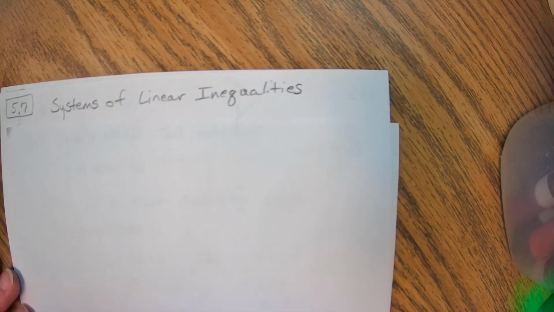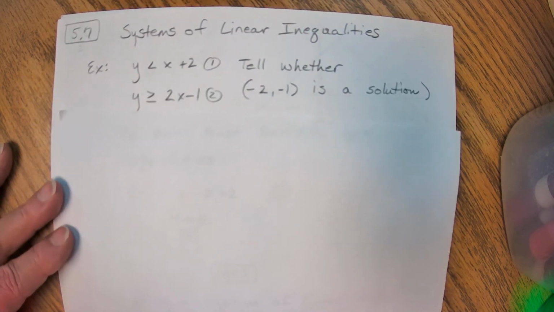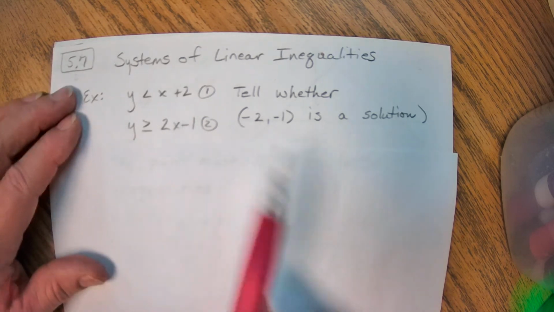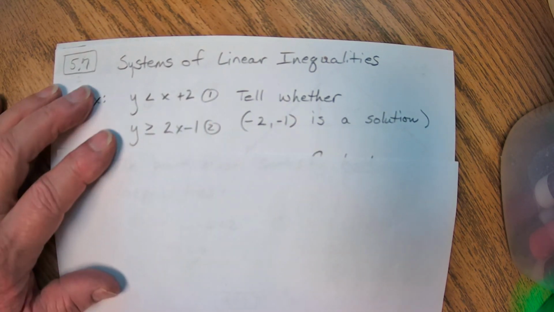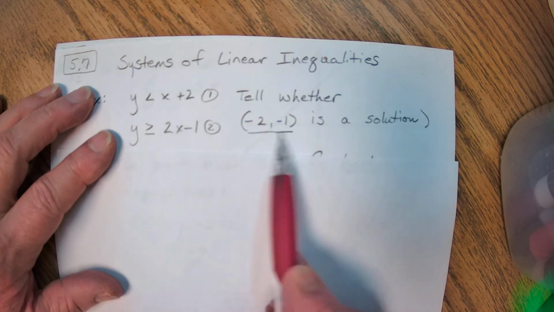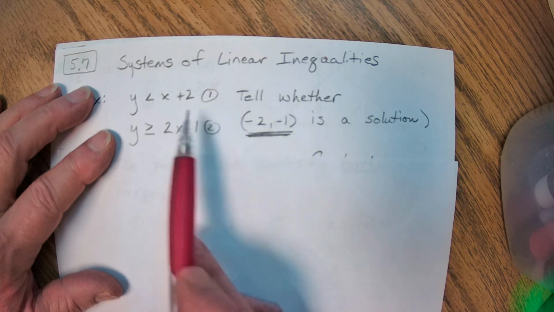So that was it for 5.6. Now we're going to talk about systems of linear inequalities. For example, you're going to get two inequalities, a system of inequalities, and I want to know if this point is a solution. If this point's a solution, it has to satisfy both of those inequalities.